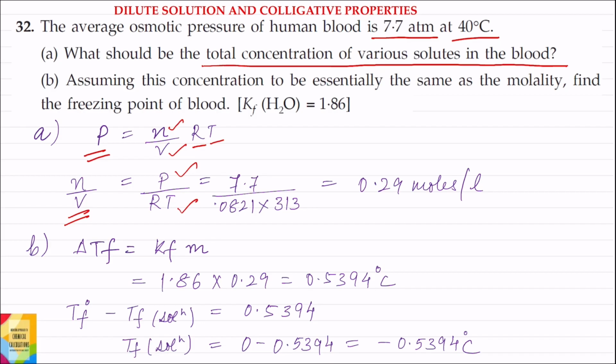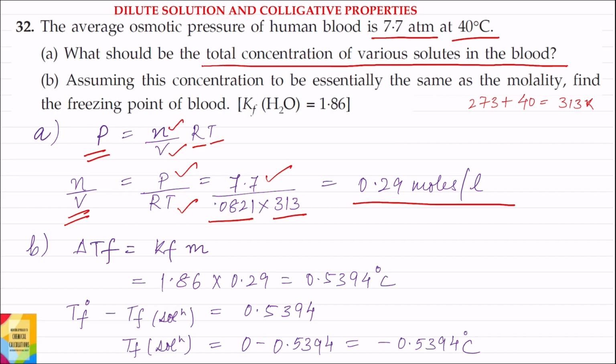P's value is given as 7.7 atmosphere. R will be 0.0821. Temperature is given as 40 degree centigrade. We will convert temperature into Kelvin, then it will be 273 plus 40, which is equal to 313 Kelvin. So temperature is 313 Kelvin. Solving, the concentration of solutes in the blood is 0.29 moles per liter.